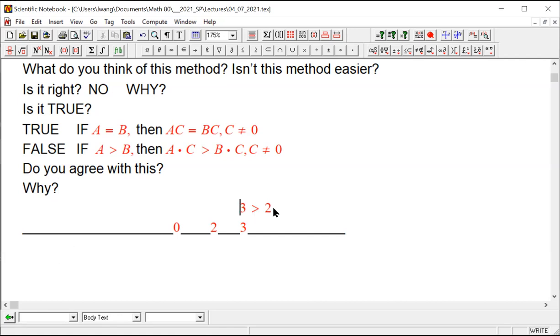But if I multiply both sides, 3 and 2, by -1, is that still true? -1 times 3 is -3. -1 times 2 is -2. Is this still true?